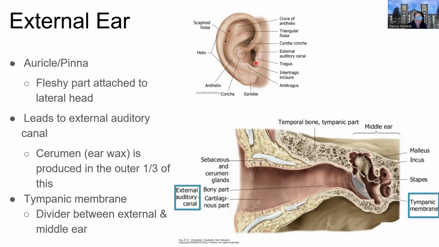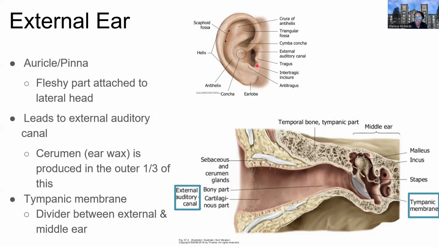Important features of the external ear are cerumen, or ear wax. This is produced by some of the glands in the ear that help to clean the ear, and it is usually produced in the outer third of the auditory canal. It can then be dispersed and help to remove any dust and debris that can get inside the ear canal itself.